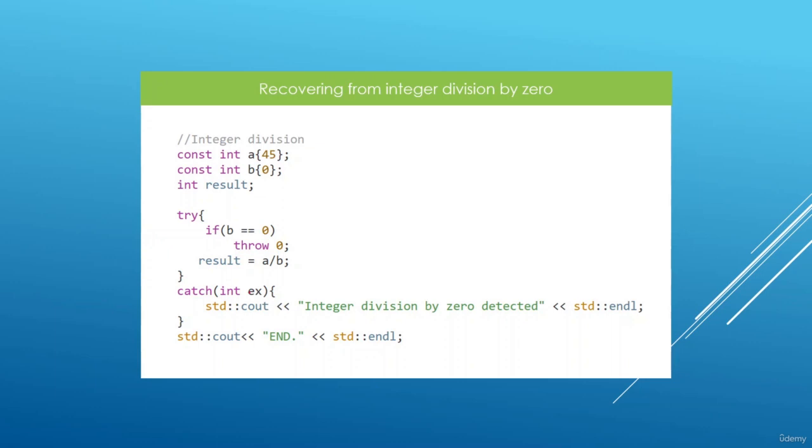Okay, here is a simple example of how you can recover from an integer division by 0. For example, we can have our example here and have a variable to store our result. We're going to test and see if b is equal to 0 because this is what we are dividing by. So if b is 0, we're going to throw an exception, and this is going to be an integer exception. We're going to catch this and we're going to say integer division by 0 detected in our catch block. This is going to avoid the crash we would otherwise experience if we directly divided by 0 as we have here. This is going to make our program much safer again.